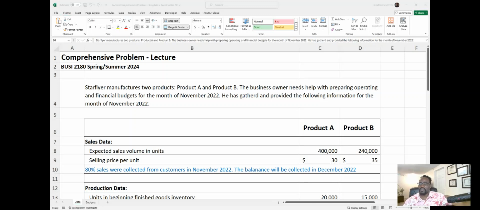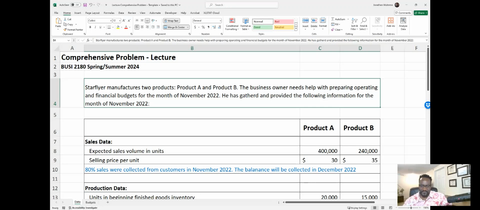So what do we have here? We have Staff Flyer Manufacturing Company. It manufactures two products, product A and product B. And the owner of the business is asking you to prepare a master budget for the month of November 2022. The owner has gathered and provided you information relating to the forecast and other things relating to the activities that are happening in the month of November.